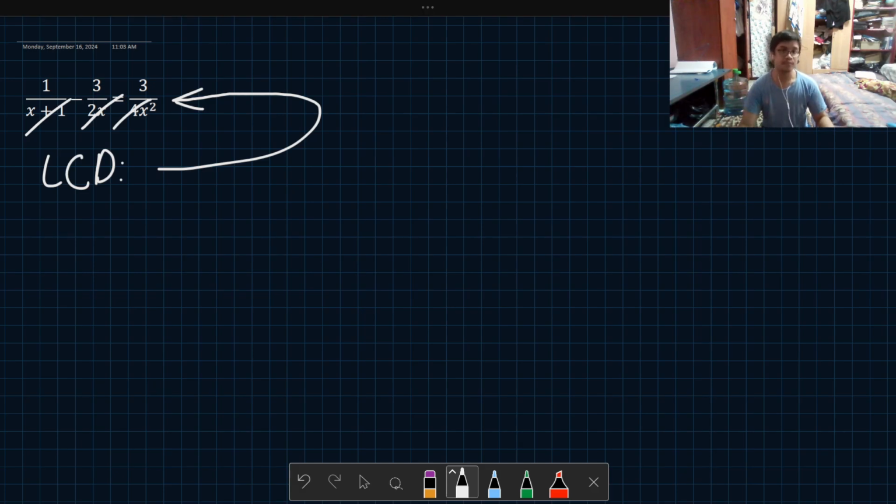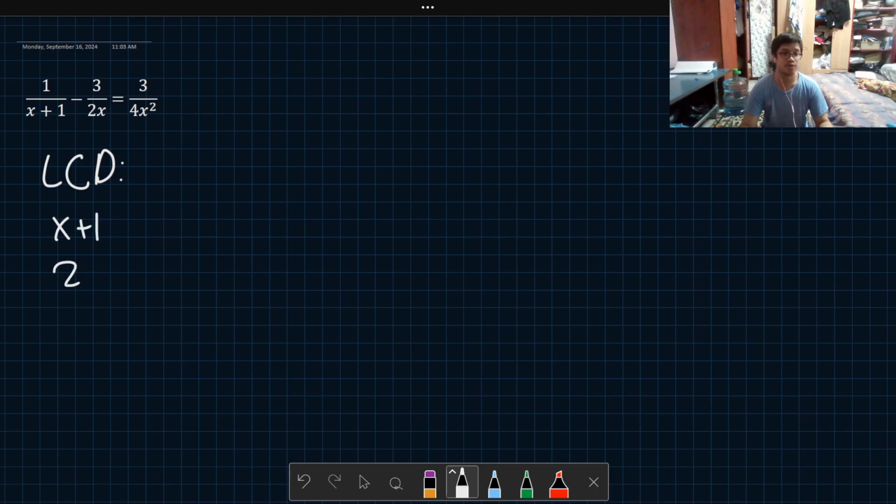So what would be the LCD? It's simple. First, you list all the denominators given in the equation. We have three denominators: x plus 1, 2x, and 4x squared. After we list all of the denominators, we're going to factor them until they're no longer factorable.